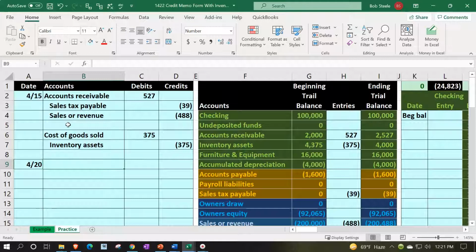We also have to consider the inventory. Are they giving the inventory back? And is it worth anything? Do I need to put it back on the books or not at that point in time? We're gonna assume it is. We put it back on the books. So that means that we're going to just reverse this whole thing.